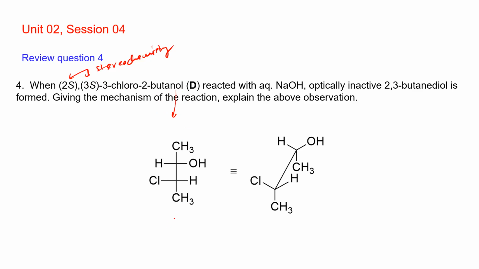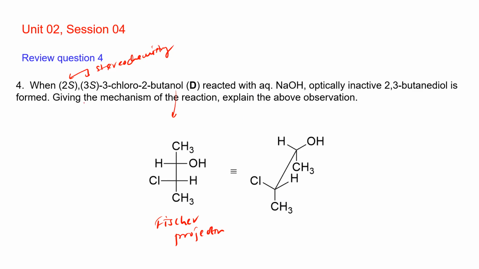The way they have drawn it is called a Fischer projection. We have learned a few ways of writing chemical structures: Fischer projection, Newman projection, sawhorse projection, and so on. You have to be familiar with those different ways that we draw molecules. If the name is given, you should be able to draw the molecule first.